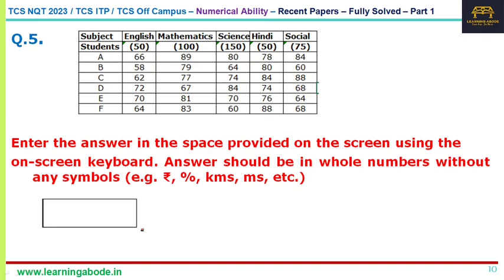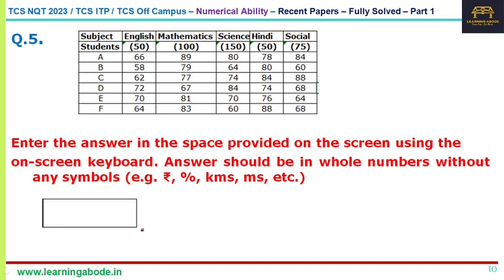In this question you have to enter the answer. In all the other multiple choice questions you have radio buttons, wherein you have to choose the right answer. But here you have to enter it. It is also given clearly in the instructions you see in red. When you have to enter only the number, you should not enter the rupee symbol, percentage symbol, kilometer, meter per second, all that is not required. Only the numerical value you have to enter.